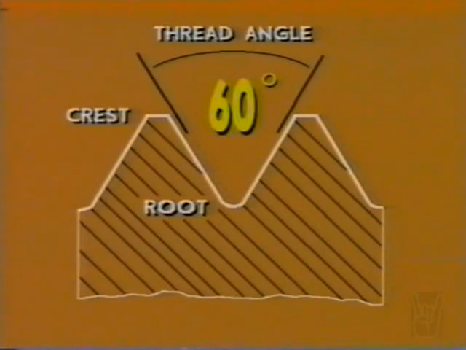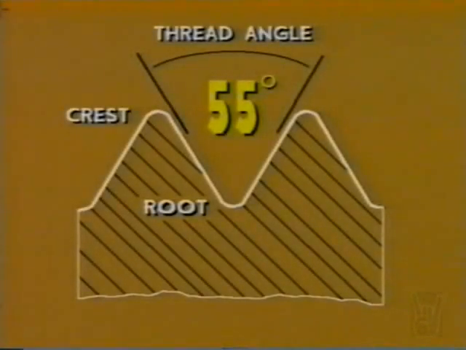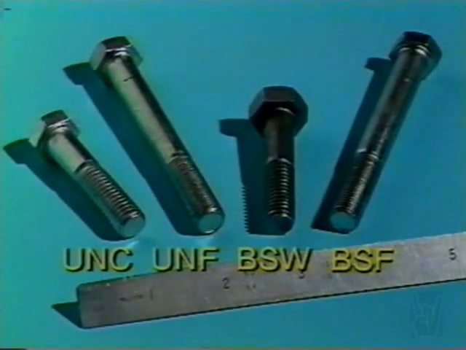There are two common types of bolt threads used in industry, ISO metric and imperial. The ISO metric bolts have a thread angle of 60 degrees. The common imperial bolt types are unified coarse, known as UNC, and unified fine, known as UNF. Both of these have a thread angle of 60 degrees. There are also British Standard Whitworth, known as BSW, and British Standard Fine, known as BSF. These have a thread angle of 55 degrees. UNC, UNF, BSW and BSF threads are imperial threads, and they are measured using the inch or imperial scale.